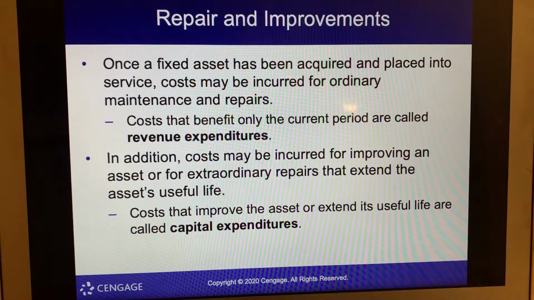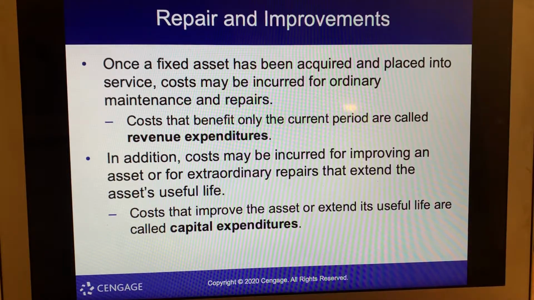Repairs and improvements. Once a fixed asset has been acquired and placed into service, costs may be incurred for ordinary maintenance and repairs. Costs that benefit only the current period are called revenue expenditures. In addition, costs may be incurred for improving an asset or for extraordinary repairs that extend the asset's useful life. Costs that improve the assets or extend its useful life are called capital expenditures.